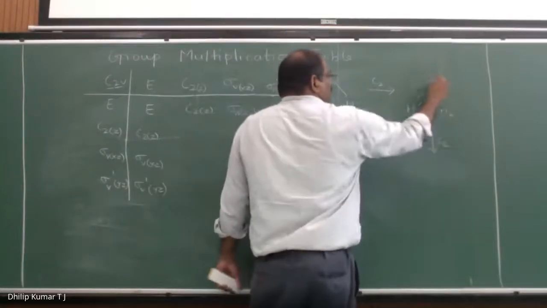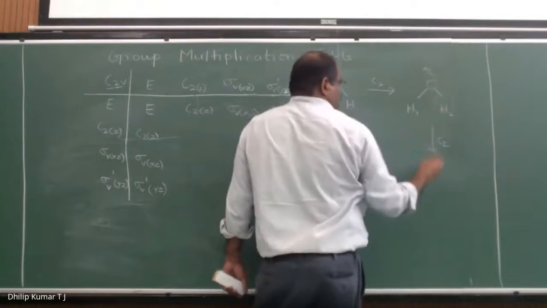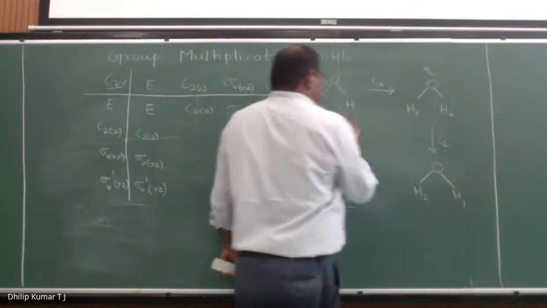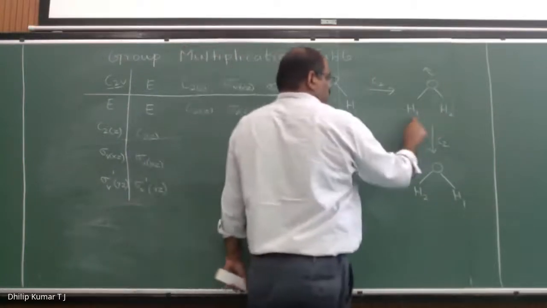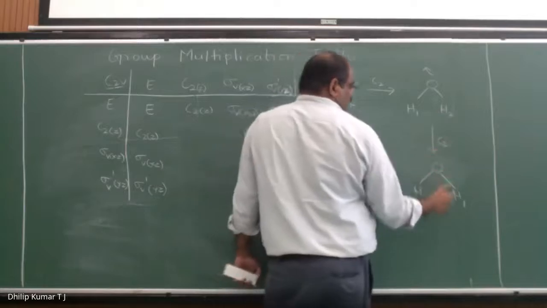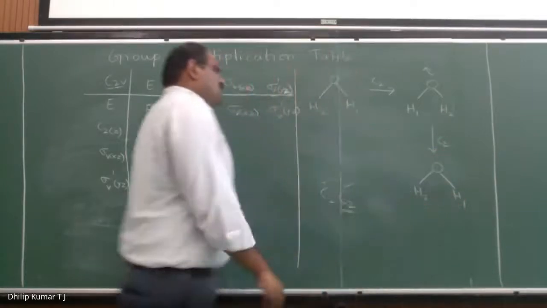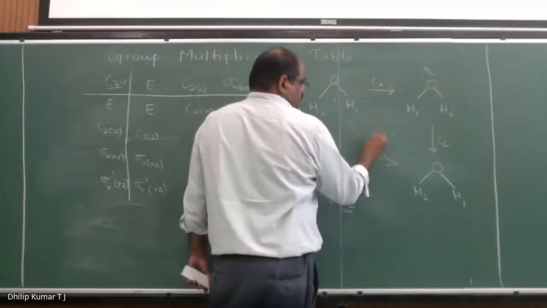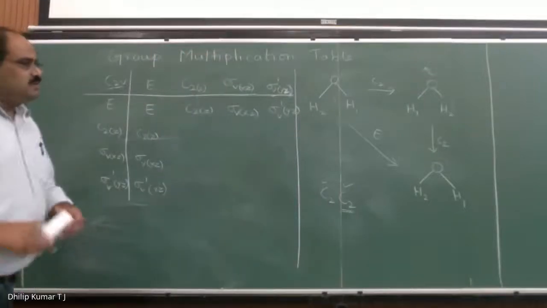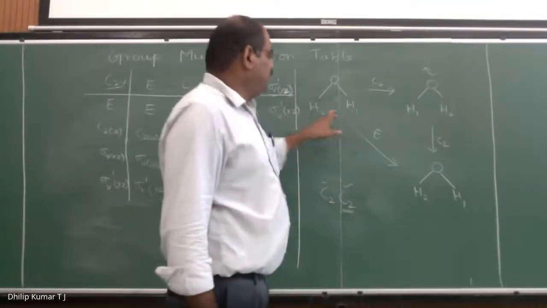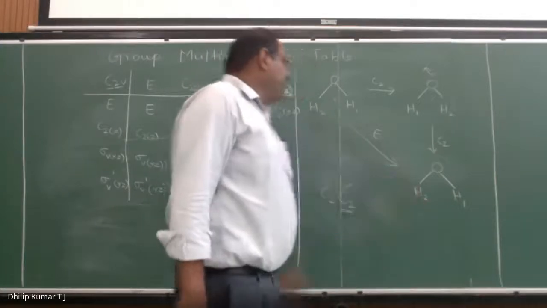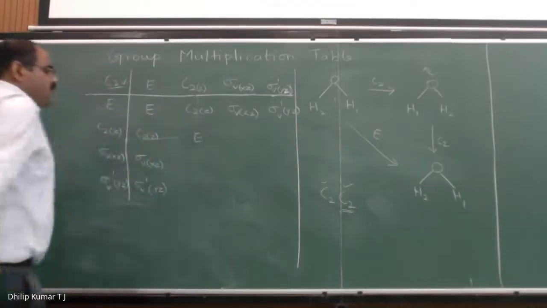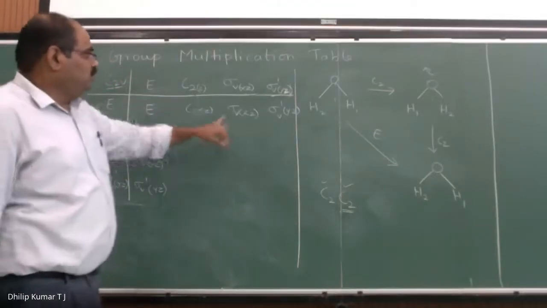Again, C2 is present here. Rotate it by 180 degrees. Now what happens? You get back. First it is H1, H2, then it becomes H2, H1. Perform C2 again, it just rotates, so it becomes H1 and H2. So this is nothing but the starting one, right? So this is as such performing the E operation. If you start from water with H1 on the right side and H2 on the left side and perform E, you end up with the same. So that's what we are writing: C2 into C2 will give E. In this water molecule, all the diagonal elements will be E.